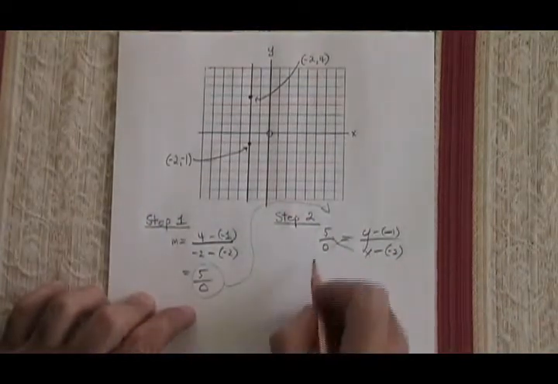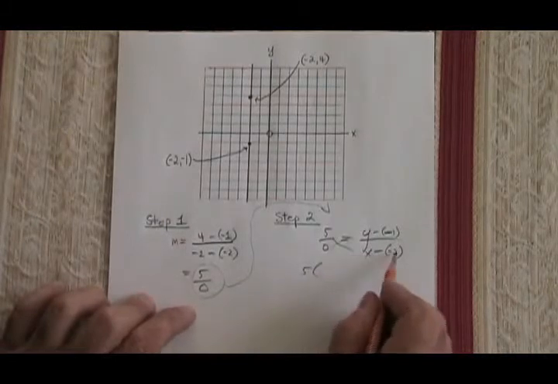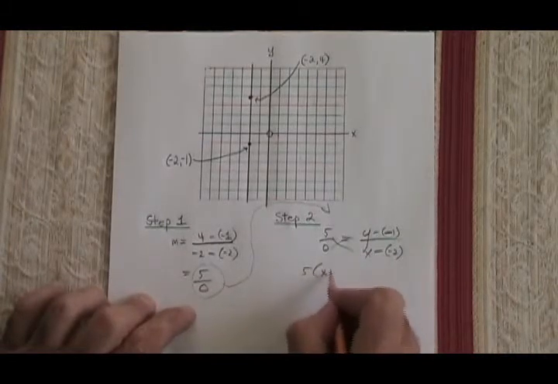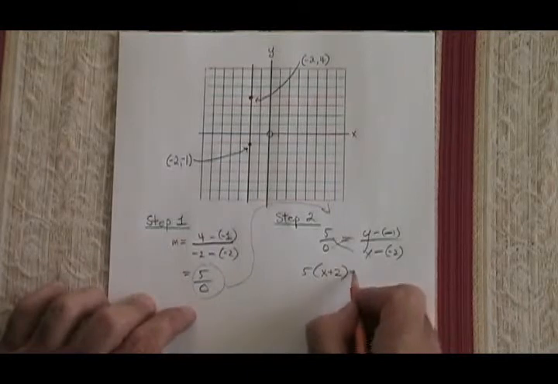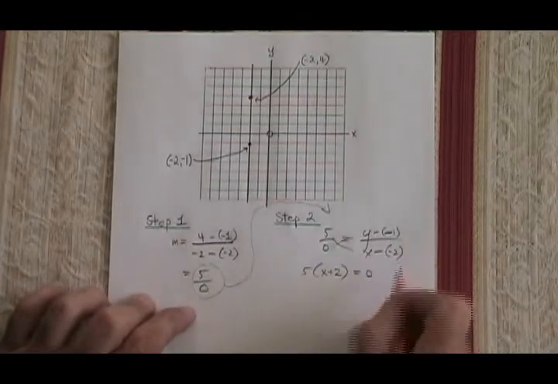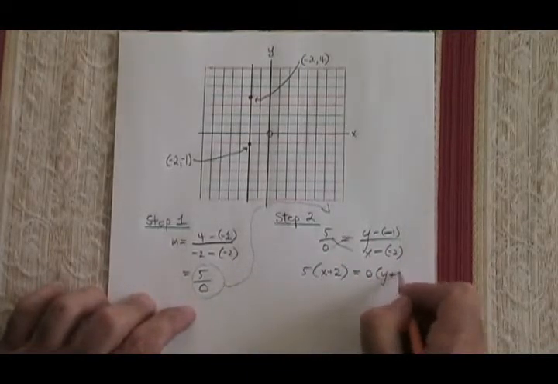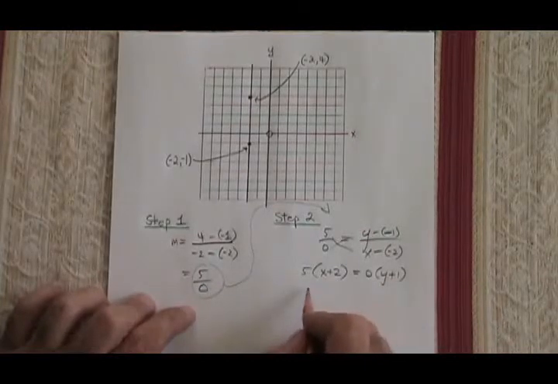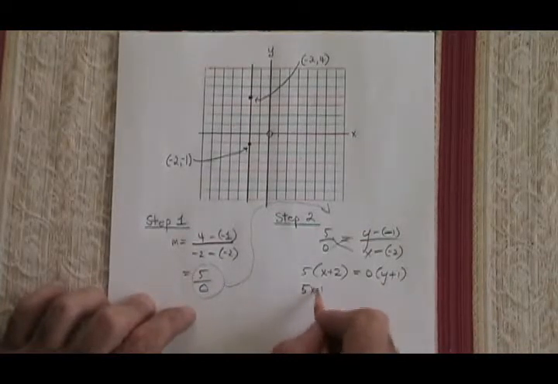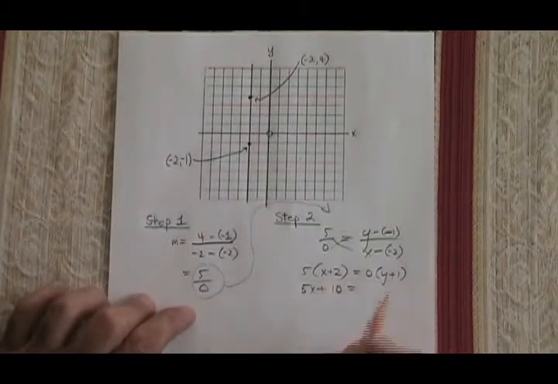Cross multiplying, I end up with 5 times x minus negative 2, which is the same as x plus 2, equals 0 times y minus negative 1, which is the same as y plus 1. Simplifying, 5x plus 10 equals 0 times this bracket, which is 0. At this point I'm finished.